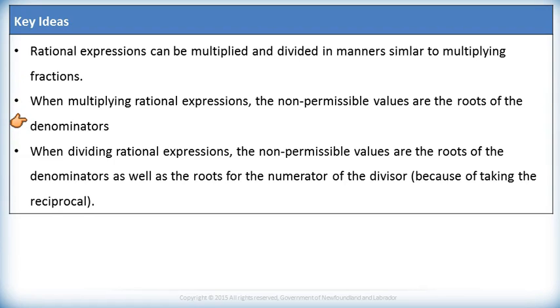In conclusion, rational expressions can be multiplied and divided in manners similar to multiplying fractions. When multiplying rational expressions, the non-permissible values are the roots of the denominators. And when dividing rational expressions, the non-permissible values are the roots of the denominators, as well as the roots for the numerator of the divisor because of taking the reciprocal.